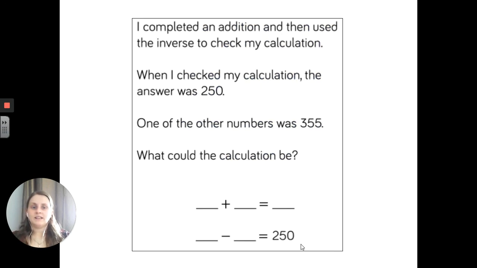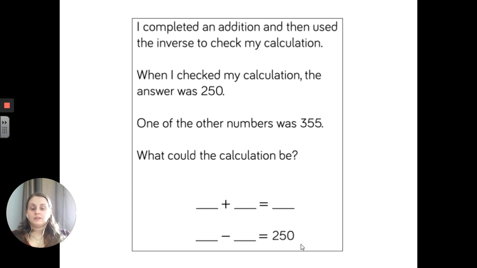I completed an addition and then used the inverse to check my calculation. When I checked my calculation, the answer was 250. One of the numbers was 355. What could the calculation be? So this one's up to you. You've got lots of different things that you could write in this. So loads of different answers for this.